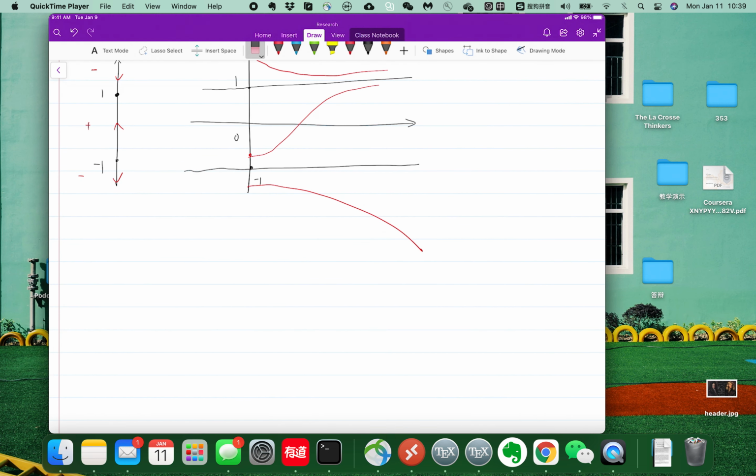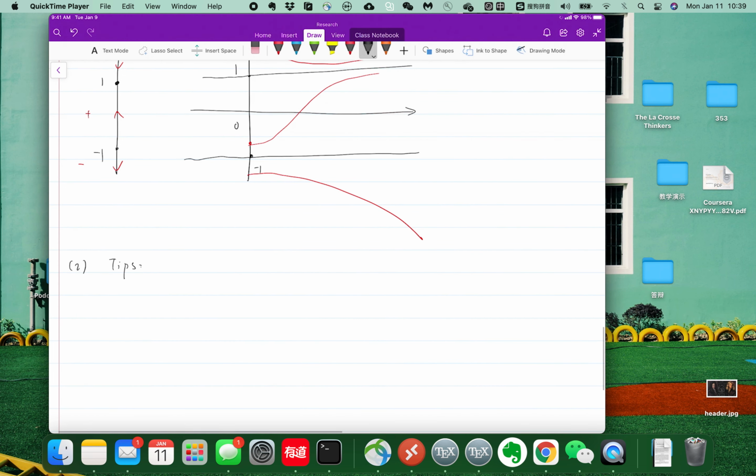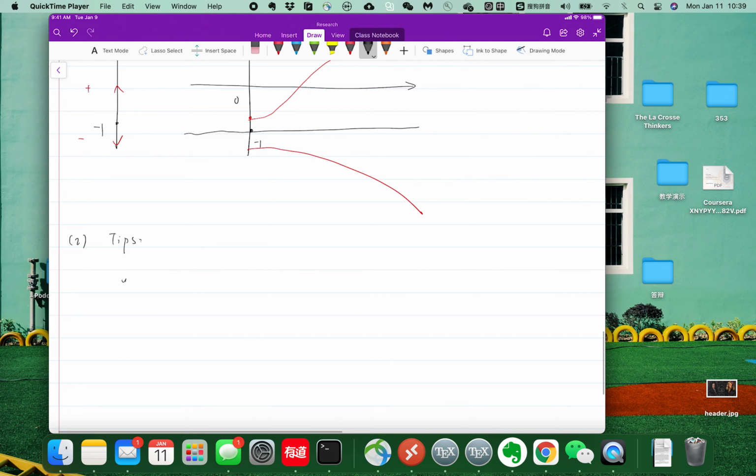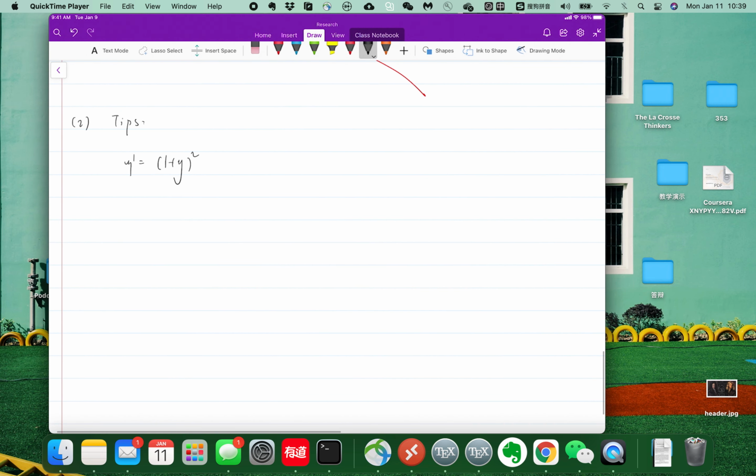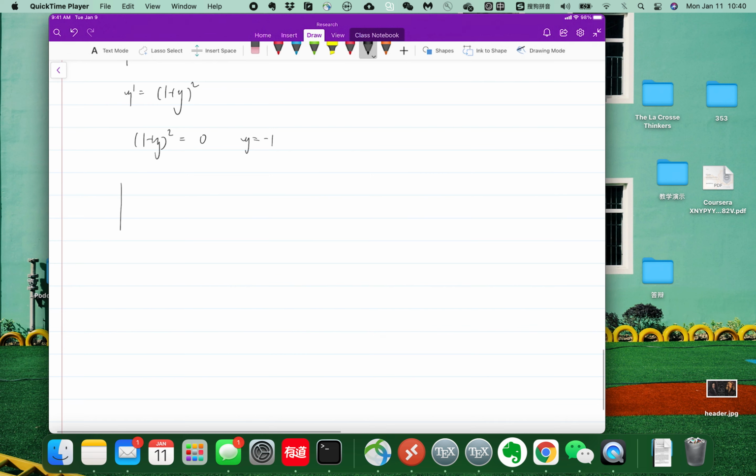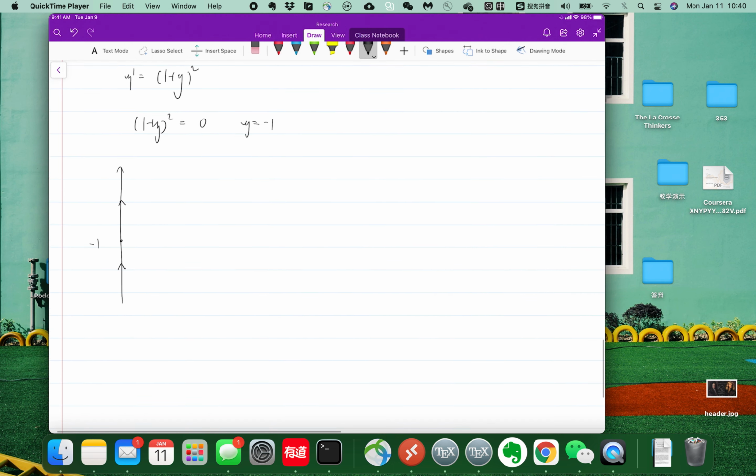Several things we wanted to point out, just some special cases. Things to look for. Tips. Some special cases. The first one is something like this. Let me make sure. It's 1 plus y squared. It is not hard to do the equilibriums and the phase line. Here is negative 1. Below negative 1 is like that. Above negative 1 is like that.